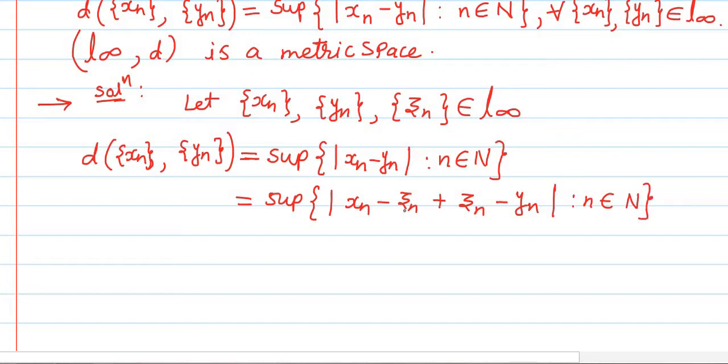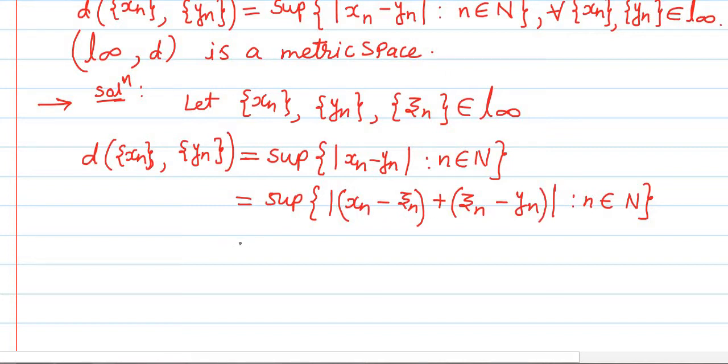We have subtracted and added a real number. Here zn is a real number, and adding and subtracting the same real number means adding 0, and addition of 0 doesn't make any change, as we have seen in the first illustrative example in the last class. So now we'll make groups in such a way. The first group will be xn minus zn, and the second will be zn minus yn.